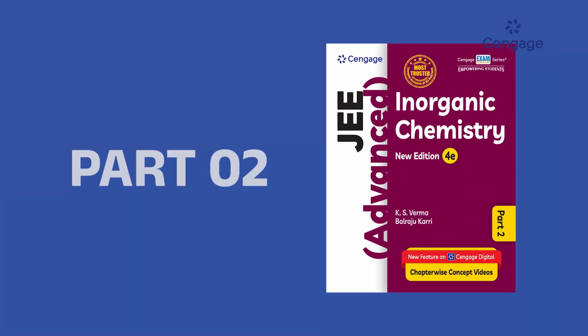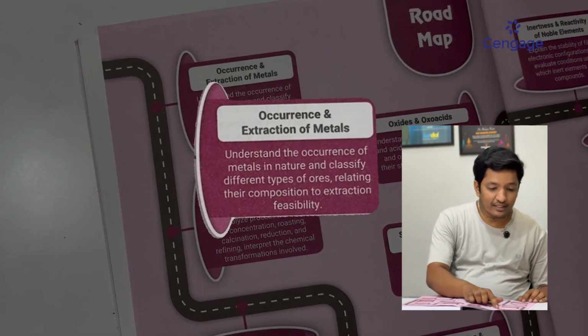This is Inorganic Part 2, where it begins with occurrence and extraction of metals. In the metals chapter, metals exist in native state and combined state, right? And how these metals can be extracted by different means.